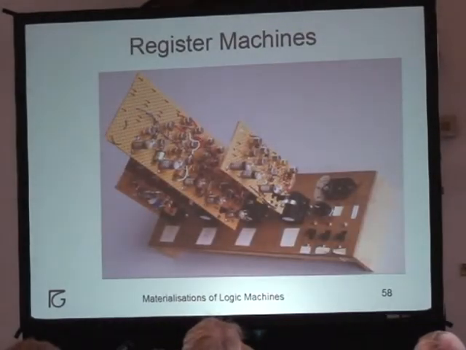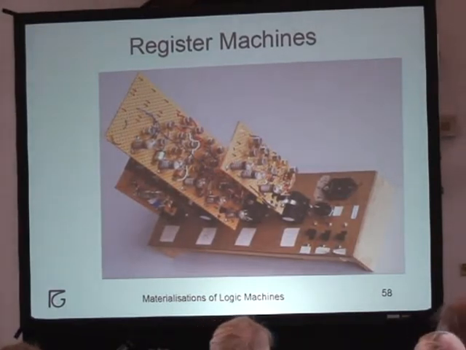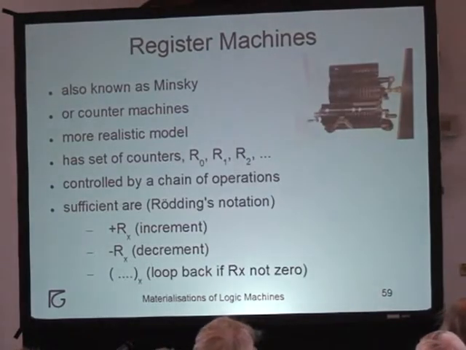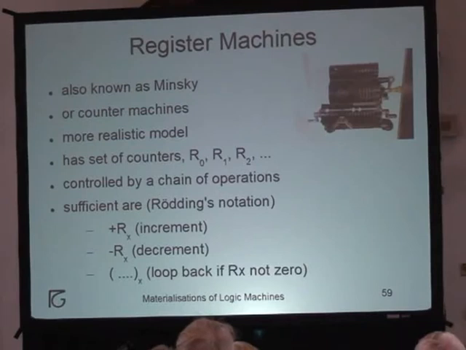Now I will take, in the end, a bit about register machines, because they were a certain outcome of his experiments with his materializations. I hope you remember this picture. What are register machines? They are also known as Minsky machines, because Minsky published an article about them when Hasenjaeger and Redding were about to publish their results.